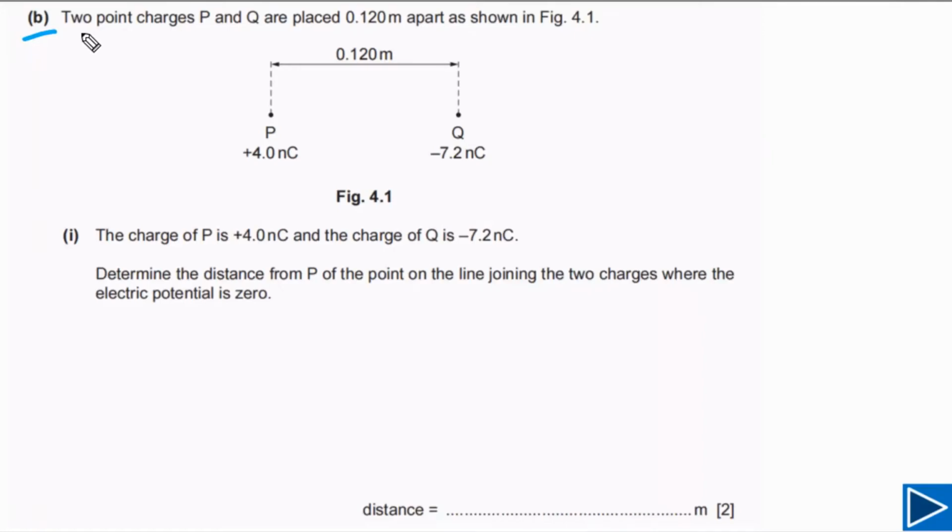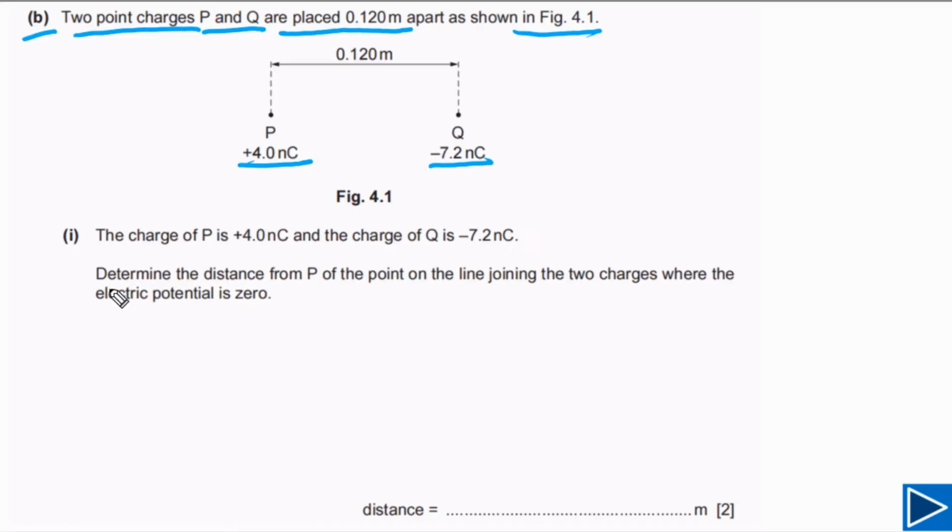For part B, it is given to us that there are 2 point charges P and Q, placed at a distance of 0.120 meter apart from each other, as shown in figure 4.1. The charge on P is positive and the magnitude is 4.0 nanocoulombs, and the charge on Q is negative and the magnitude is 7.2 nanocoulombs.